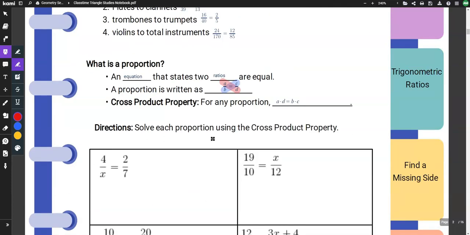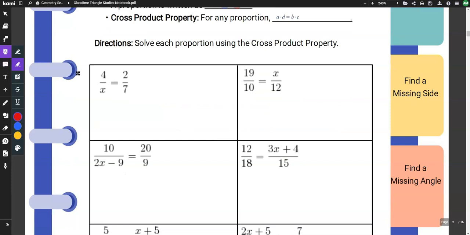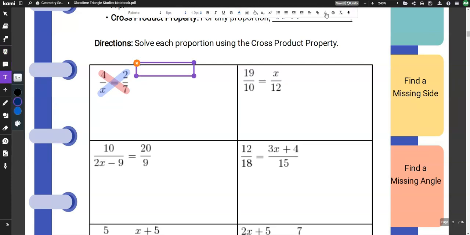So let's use the cross product property to solve some of these proportions. We have 4 over x is equal to 2 over 7. So first of all, we are going to go ahead and highlight the terms that we are using. And we're going to set up our proportion. So we have 4 times 7 is equal to 2 times x. Or we can say x times 2 if you want to be consistent to do the left to the right. And that'll help you keep things organized.